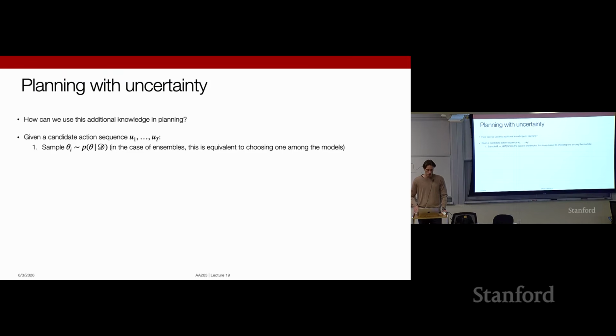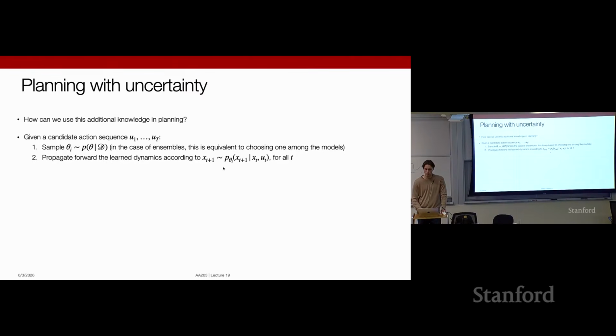So how can we make use of this additional knowledge we just gained? Specifically, one mechanism to do so could be the following. Let's assume that we have a candidate action sequence, given to us by some planning algorithm. And now we have an approximate model of the posterior distribution of the parameters theta, which we learned through, for example, one of the methods we discussed today. So we could sample a specific value of our parameters theta from this posterior distribution.